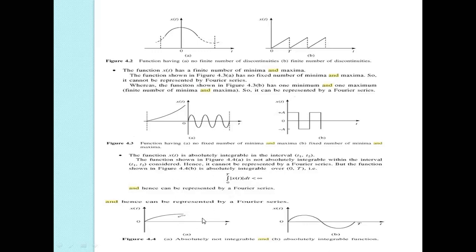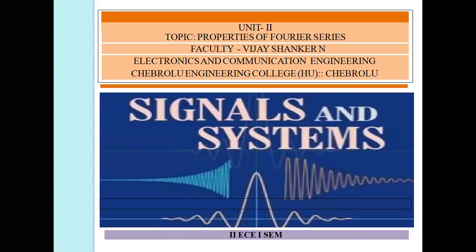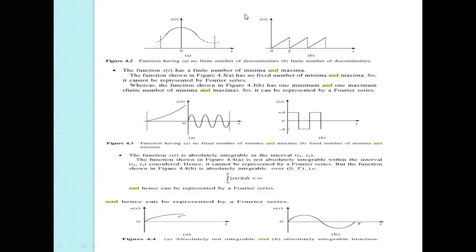Similarly, the last one says the function must be absolutely integrable. The first one is not absolutely integrable, and this one is an absolutely integrable function, where the integral from 0 to T of the magnitude of x of t dt is less than infinity. These Dirichlet conditions are sufficient, and they are not the necessary ones, my dear students. Okay.